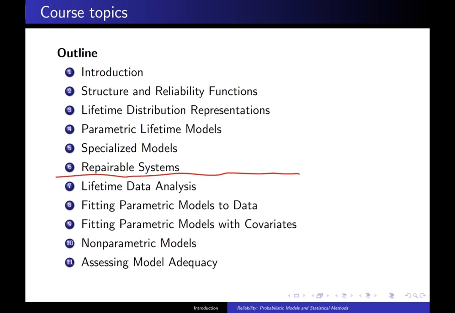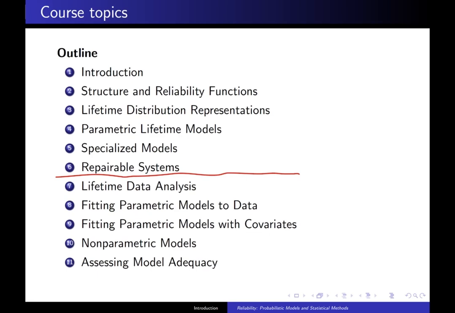Chapter 8 is about fitting parametric models to data, such as the exponential or the Weibull or the log logistic. In chapter 9, we deal with the question of how do we pull those covariates that we talked about in chapter 5 into a lifetime model and estimate their effect.